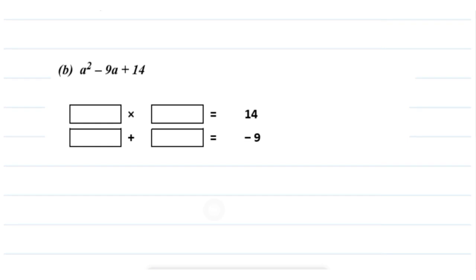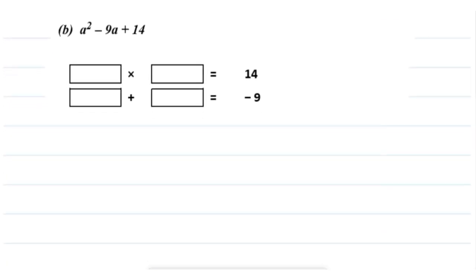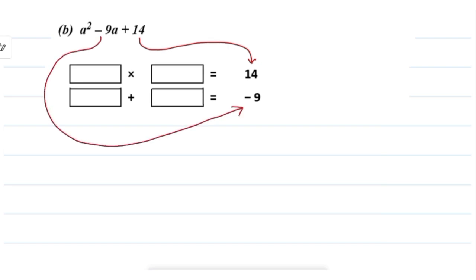Using the same technique, we could apply it here. There is a positive 14, so I'll be looking for two factors whose product is positive 14 and two numbers whose sum is -9. We can see that -7 times -2 gives us positive 14, and -7 and -2 add up to -9. So these are the factors we'll use to break the middle term.